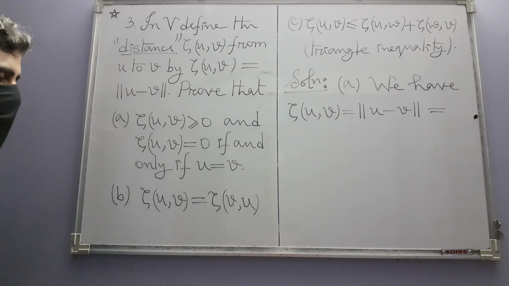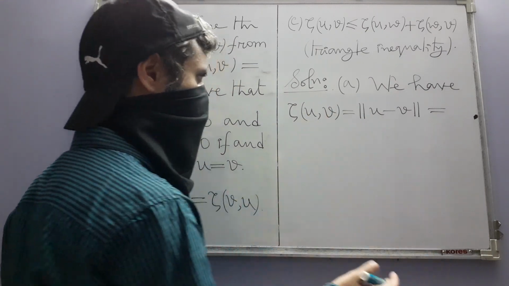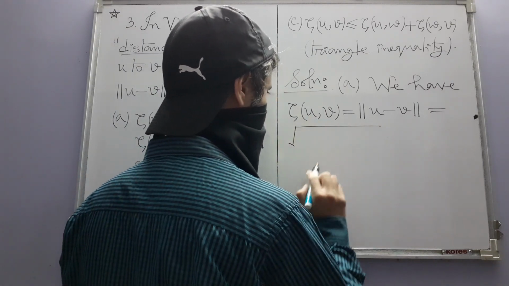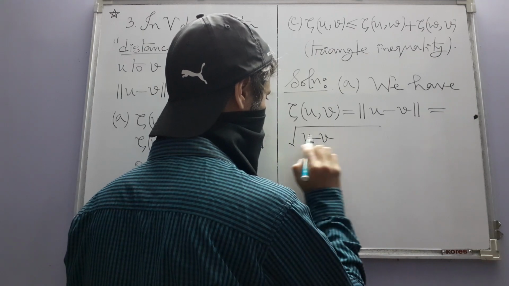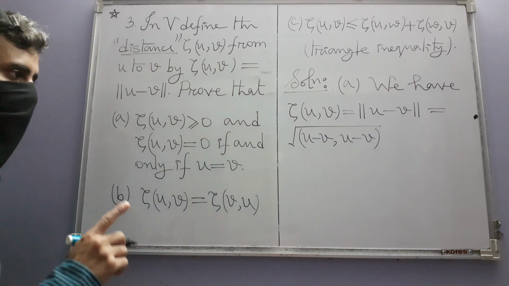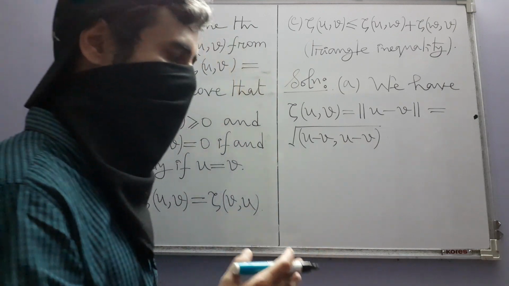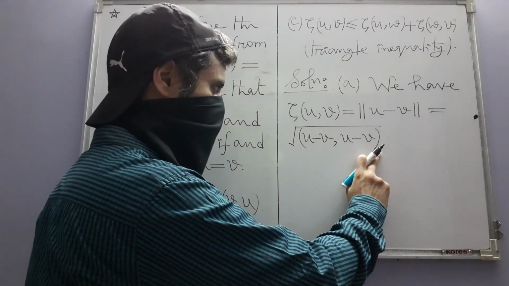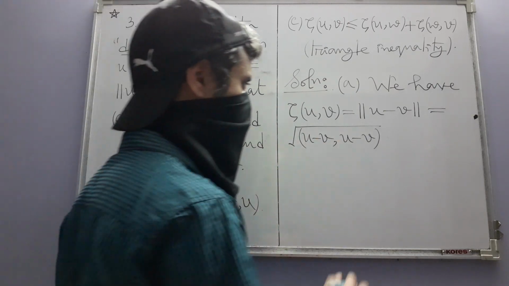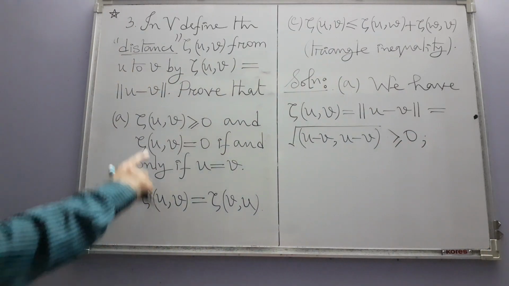Zeta of u comma v is the norm of u minus v, but we know what this thing is in terms of inner product. It is the non-negative square root of the inner product of u minus v and u minus v. And from inner product axioms, we know that this inner product is a non-negative real number. That means it's greater than or equal to 0. So its non-negative square root is also a non-negative real number. So from there we are getting this inequality.